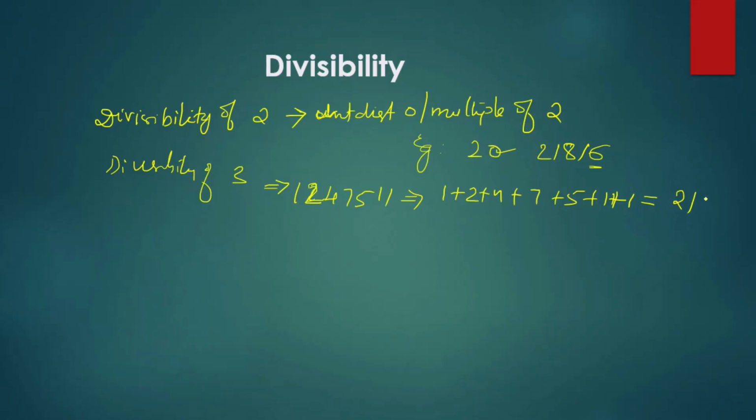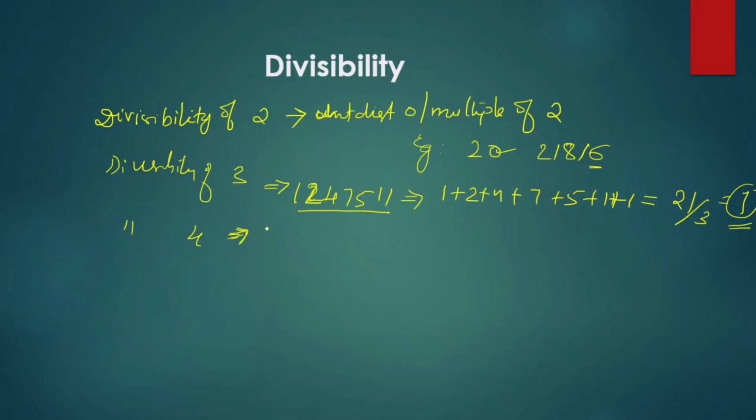And you have to check whether this sum is divisible by 3. 7 threes are 21, so the sum of the digits is divisible by 3, so the whole number is also divisible by 3. In order to check the divisibility of 3, you have to add all the individual digits of the number. If the sum of the digits is divisible by 3, then the whole number is also divisible by 3.